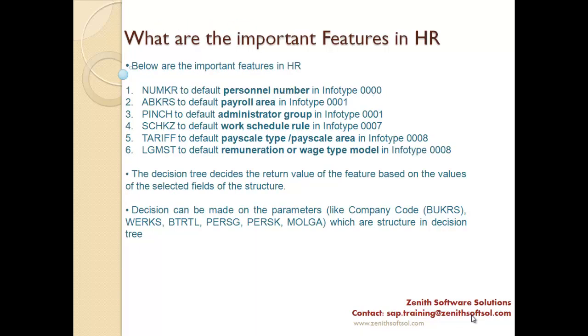So what are the important features in HR? These are the important features. If you see each of these features, the purpose of the feature is to store some value in the info type. Each feature is assigned to a specific info type. For example, NUMKR: the purpose of this feature is to default the personal number in the info type called Actions, which is 0000. In my previous lecture, you learned the names of these info types. So you know what 0000 means, and similarly 0001. The purpose of the feature NUMKR is to default the personal number in info type Actions.